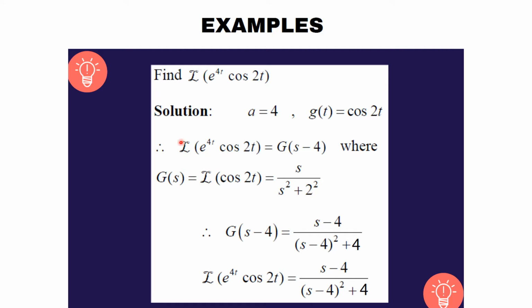Then, in order to find the Laplace of e^(4t) cos 2t, we need to shift G(s) to G(s minus 4). So you just need to replace s by s minus 4. So s here is now converted into s minus 4, and s here we also need to shift to s minus 4. So this is the final answer for this Laplace transform. The Laplace of e^(4t) cos 2t is equal to (s minus 4) divided by ((s minus 4) squared plus 4).